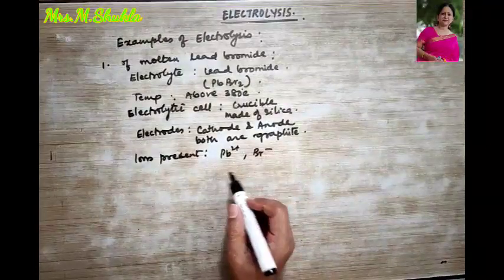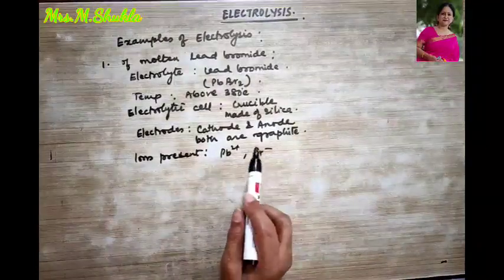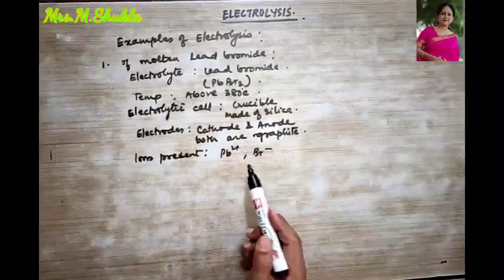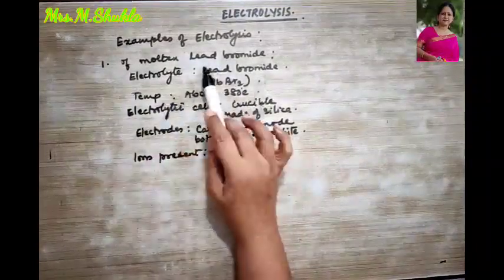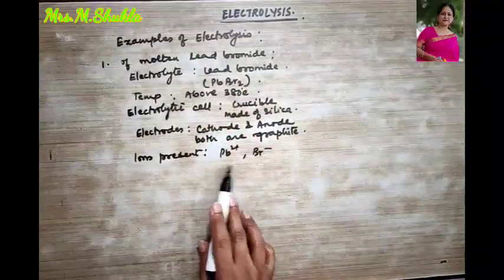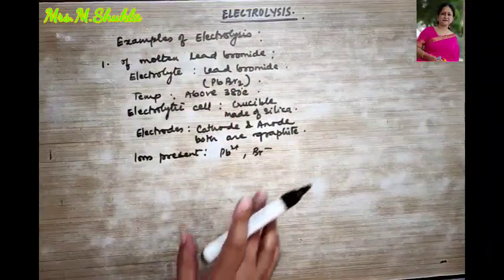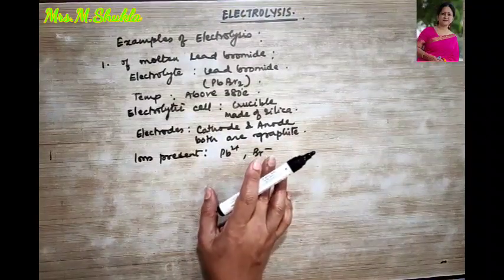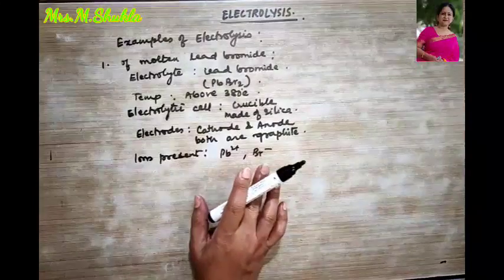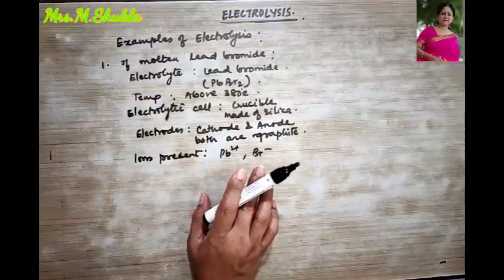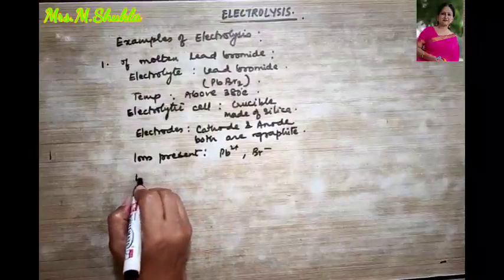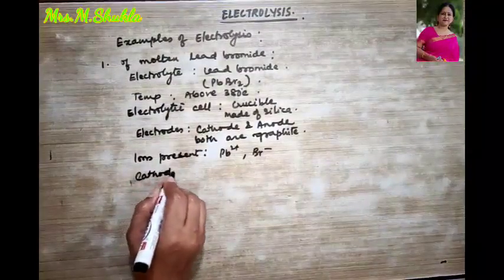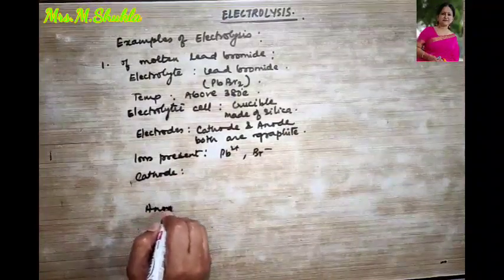Remember, I did not write H+ or OH-. Why? Because it is simple heating, temperature is above 380 degrees, and this particular compound, lead bromide, has been heated to give out these ions. Is that clear? So over here it is not a solution, therefore we did not write water. Okay, so now let us look at the reactions at cathode and at anode.